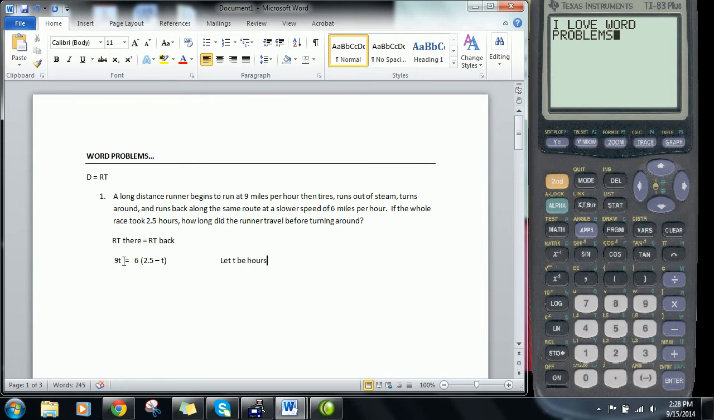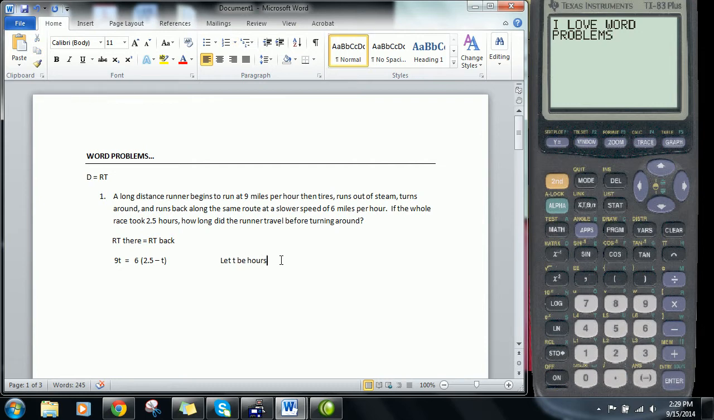So rate 9 miles per hour times t hours is equal to the rate coming back, 6 miles per hour, times the time coming back. If I run 1 hour there, then I run 1.5 hours coming back. If I run half hour going there, I run 2 hours coming back. If I run t hours going there, I run 2.5 minus t going back, because I know the total time, 2.5 hours. And so now it just becomes a case where I solve.